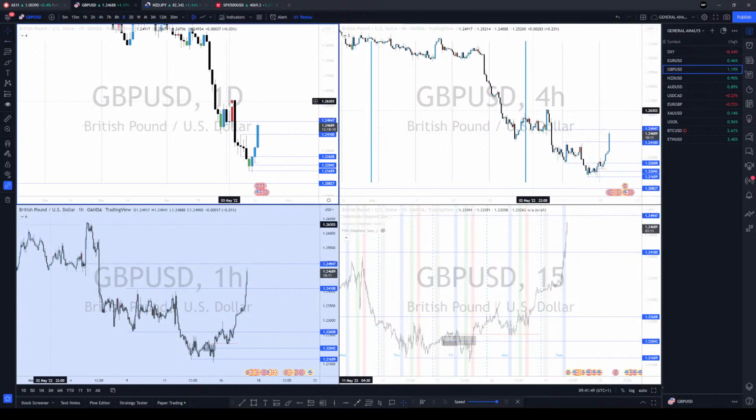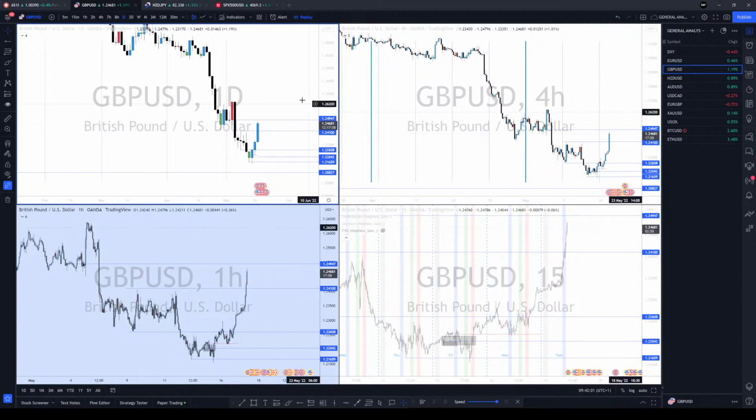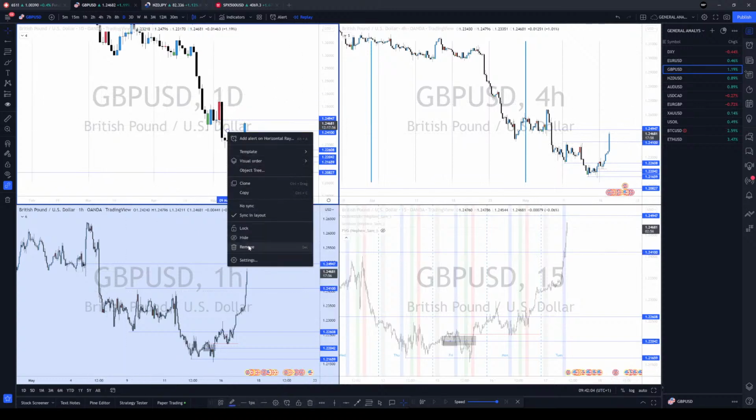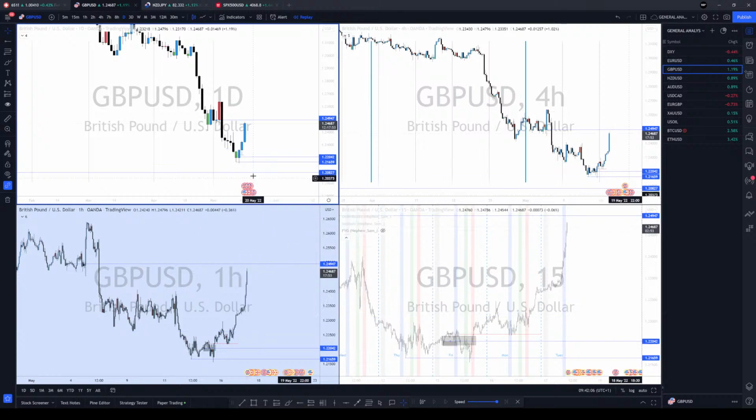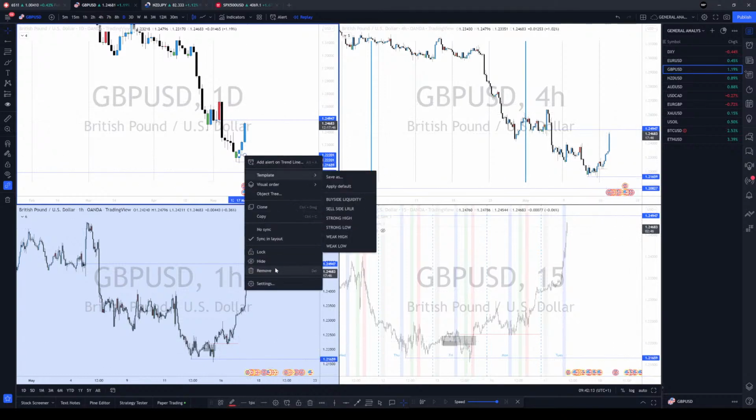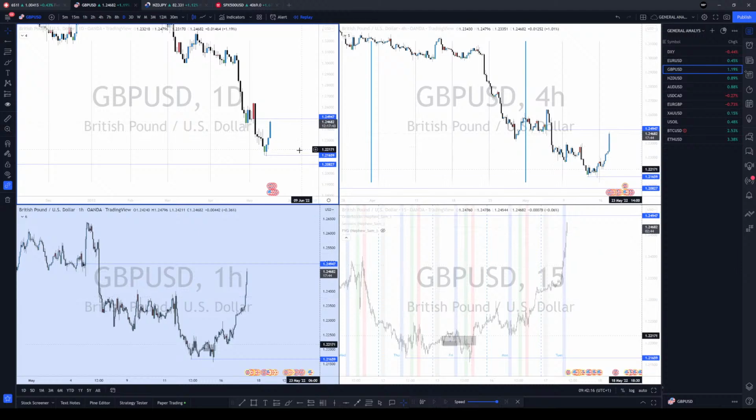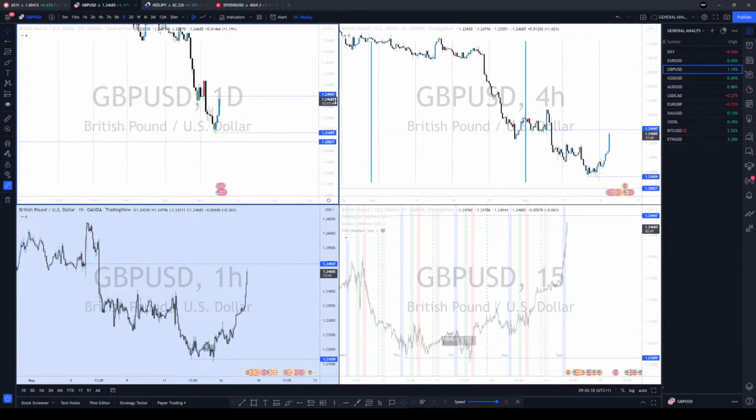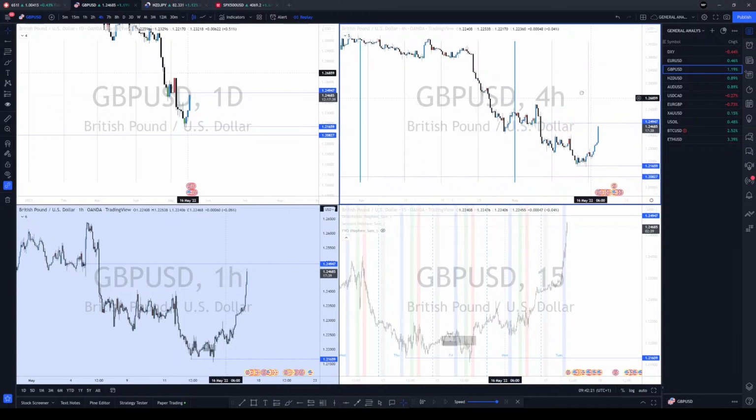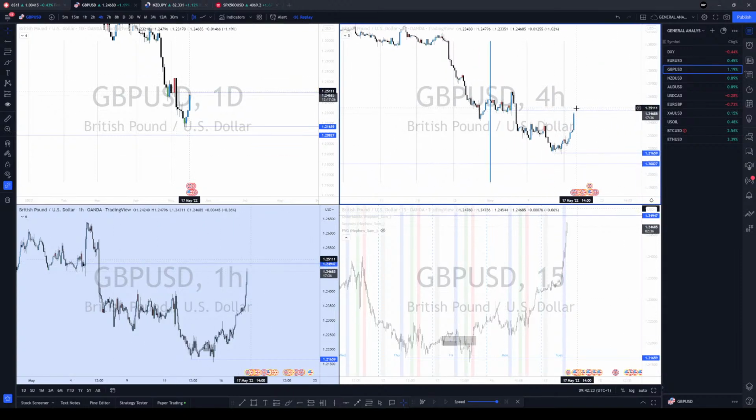So watch this last up candle on the daily. It starts from here. They're going deeper, so look at the opening price. Let's get rid of this. Okay, there we go. So that's the level you're watching.